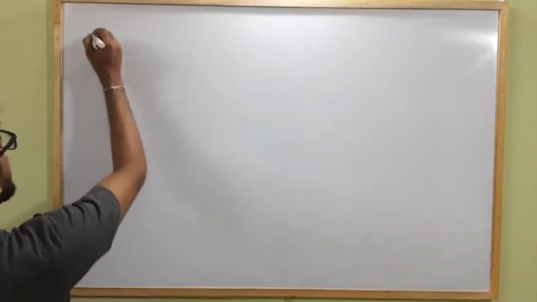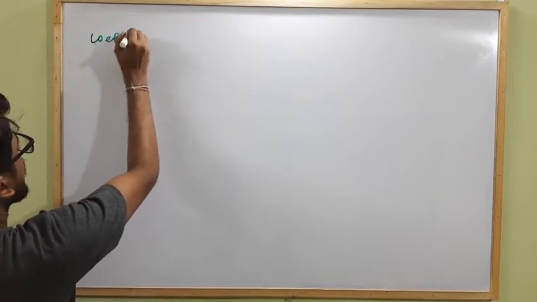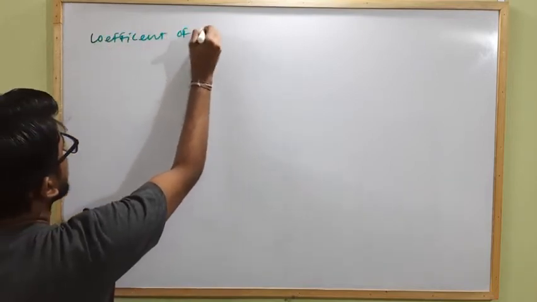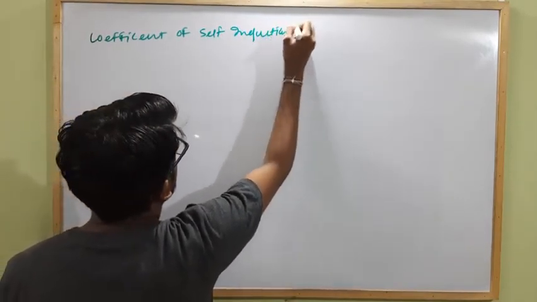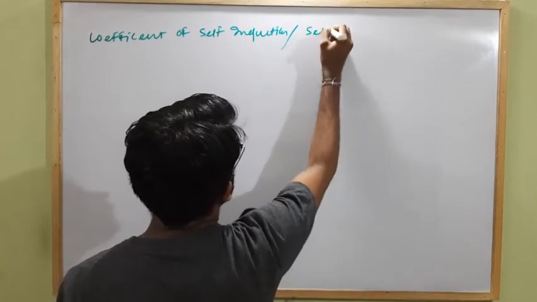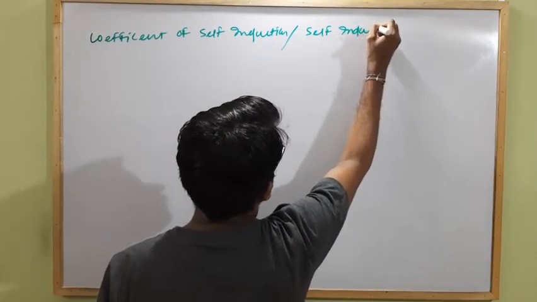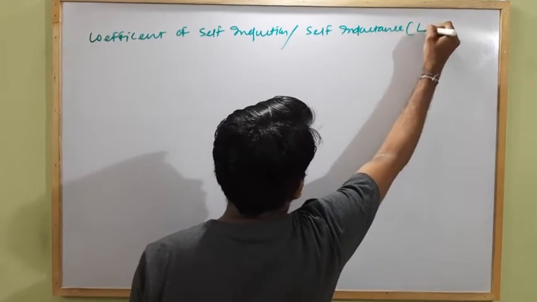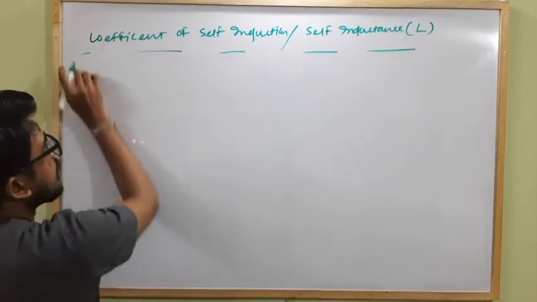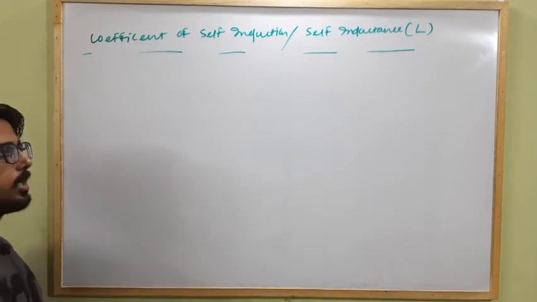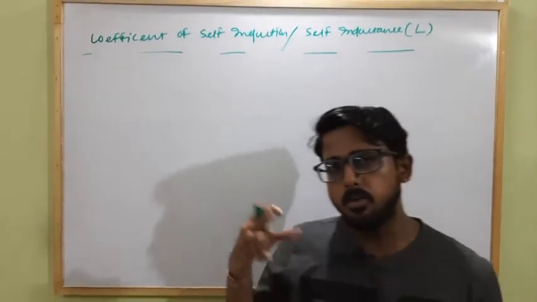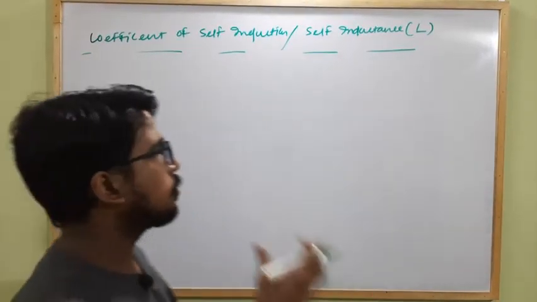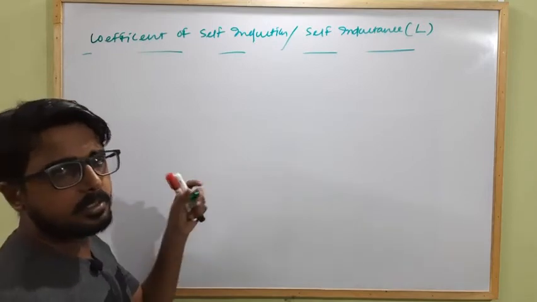So next we will study the coefficient of self-induction, or simply self-inductance, denoted by capital L. So what is the coefficient of self-induction or self-inductance? We already studied that self-induction is the property of an inductor due to which it tries to oppose any change in current flowing through it.